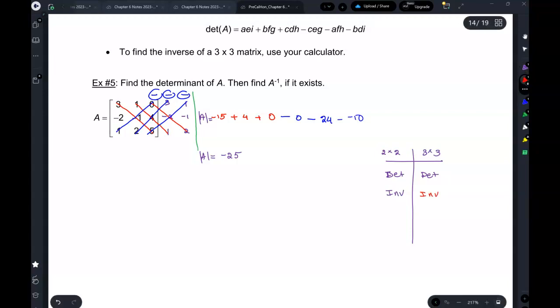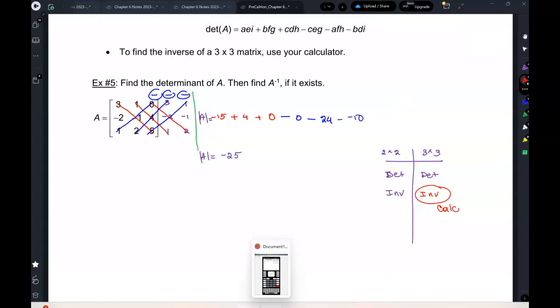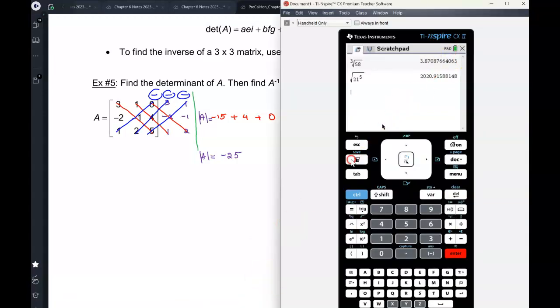So all three of these in purple, you learned how to do by hand. This inverse of a 3 by 3 is the only thing we're going to do with the calculator. I'm never going to teach you how to do it by hand, right? You can go learn it later on, but I'm not forbidding you. Okay, so let's do this. Let's go ahead and take out the calculators.